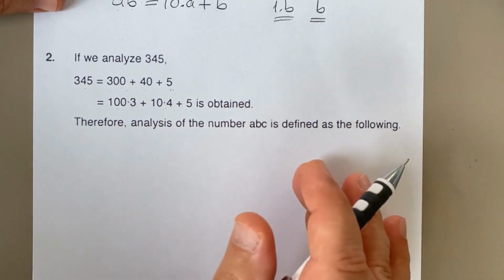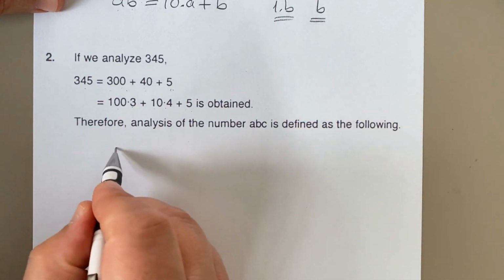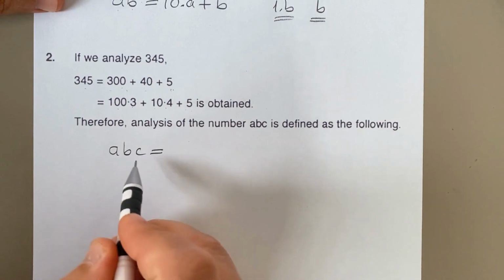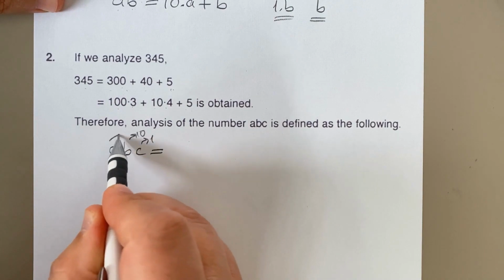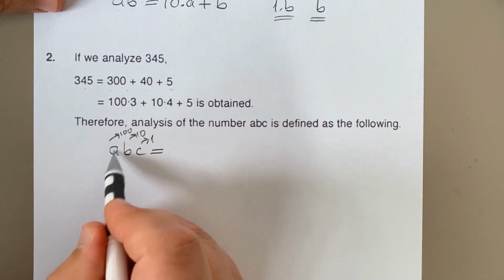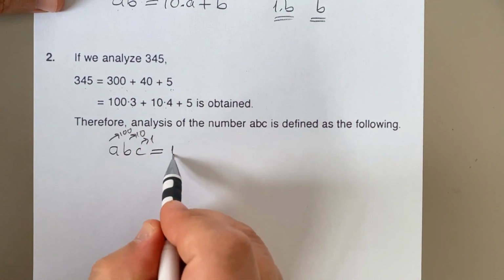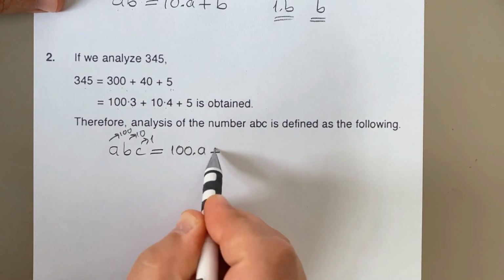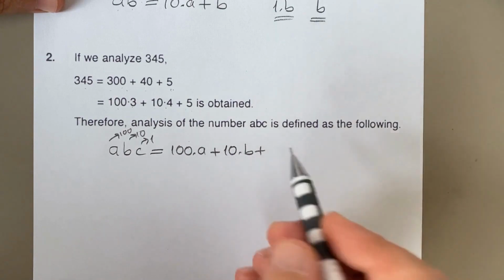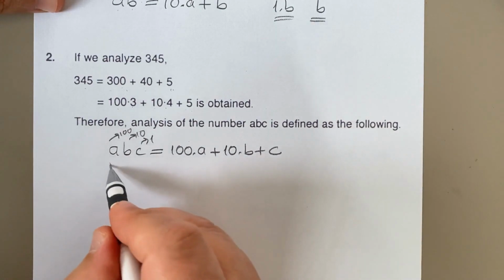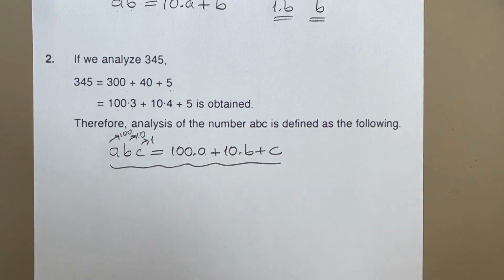So we can express the breakdown of the number ABC like this. Hundreds, tens, units: while breaking it down, it's like this. 100 times A, 10 times B and 1 times C. You don't need to write 1. We can express this like this.